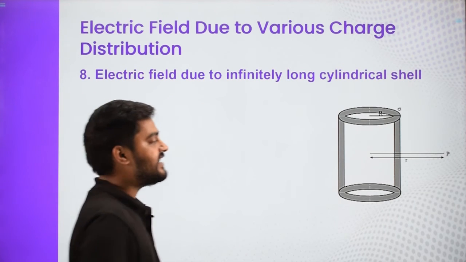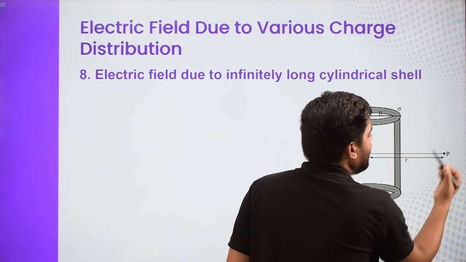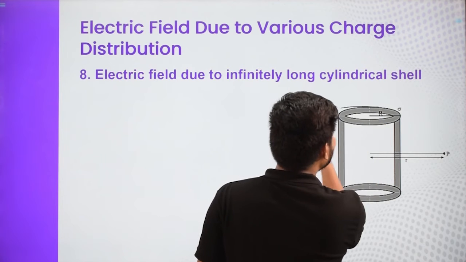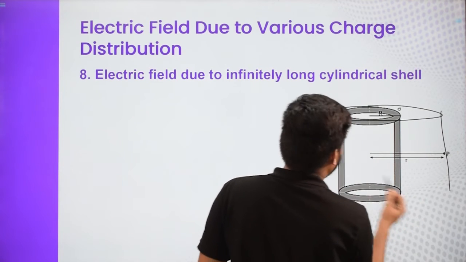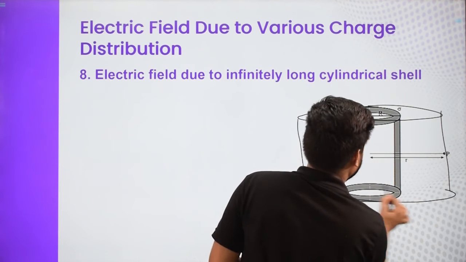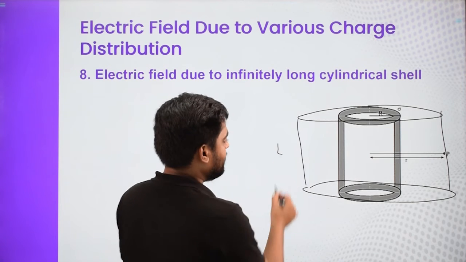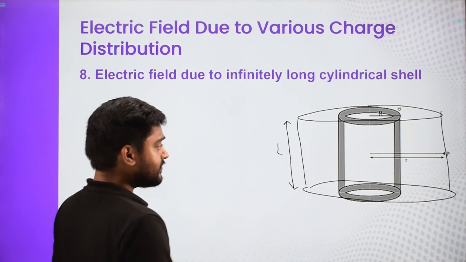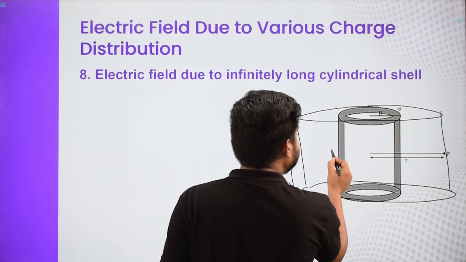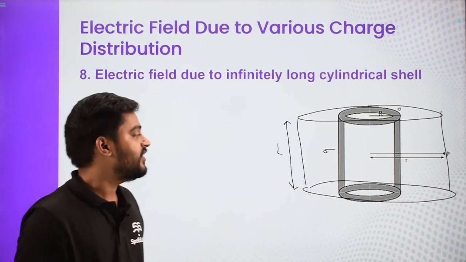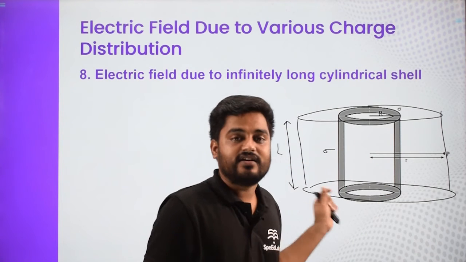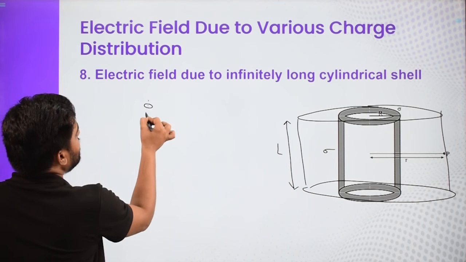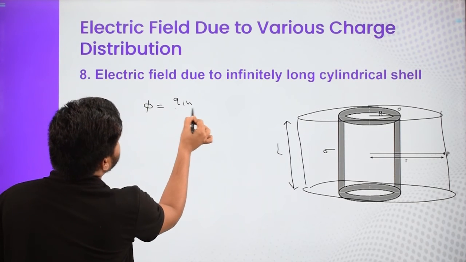Let us discuss the next case, the electric field for a point which is outside the cylindrical shell. Here also I am going to assume the Gaussian surface to be a cylindrical surface of length L. Let sigma be the surface charge density of this cylinder. Now I have to again apply Gauss's law. So flux is equal to Q in by epsilon naught.